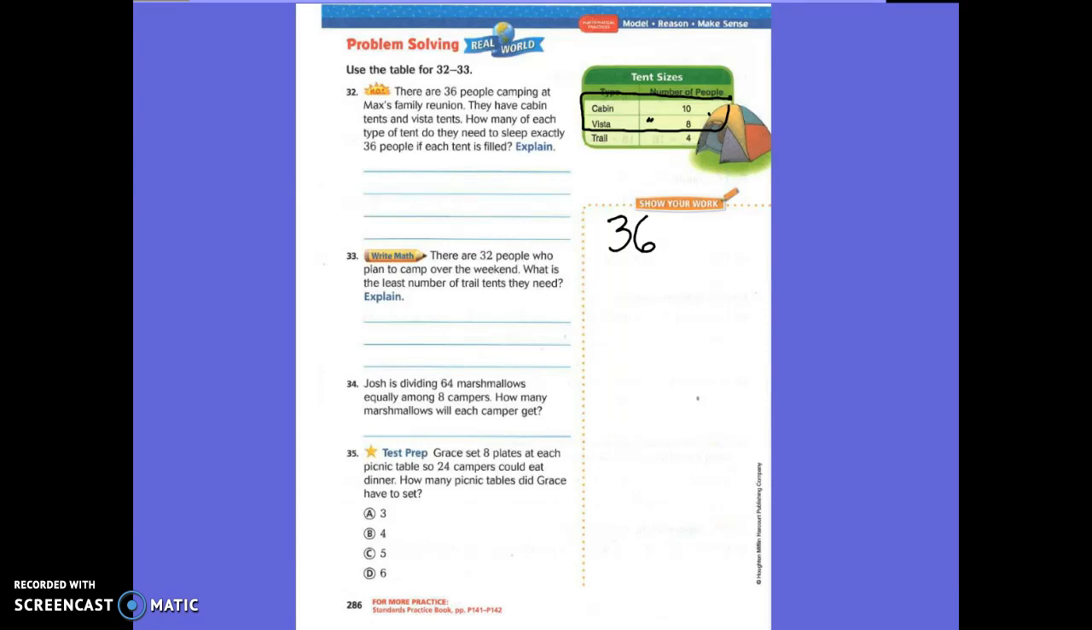Okay, so if we did 2 cabin tents, how many people would that be? That would be 20 people. So 2 cabin tents. Now, how many would we need for vista? If there's 2 cabin tents, we have 20 people. How many more people would we need to find tents for? We have 20. We need to get to 36. What do you have to add to 20 to get to 36? Or 36 minus 20? What's that answer?